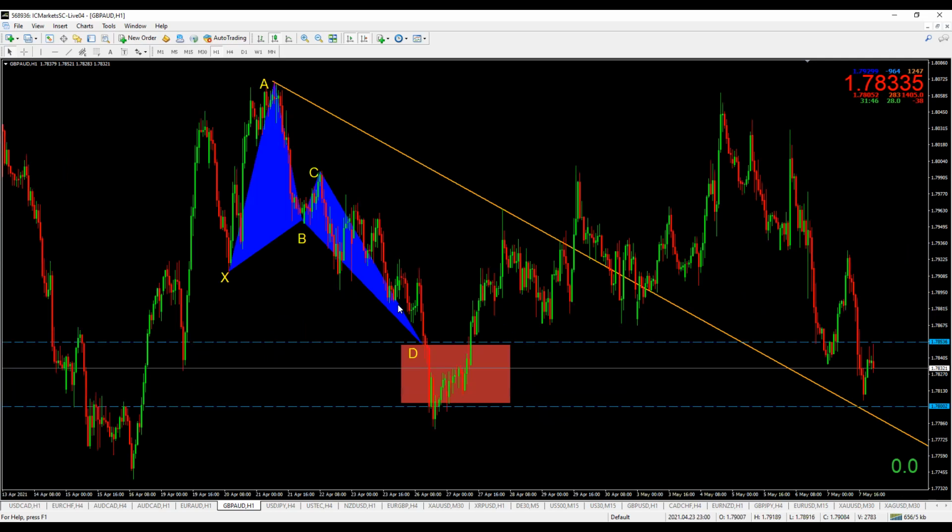Now, with this one, depending on how you entered, it would have come back to hit your stop loss. It would have taken you out of the trade. But how would we have traded it?